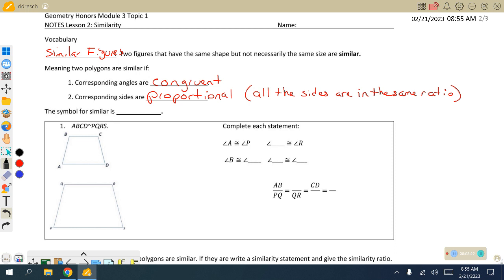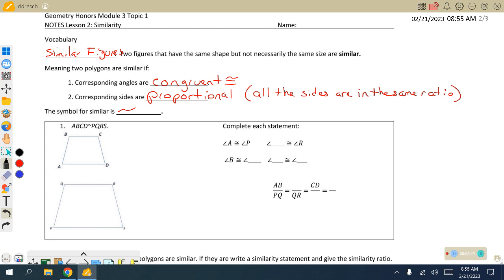Now, we know our symbol for congruence. Our symbol for congruence is the equal sign, and above that equal sign is our squiggle, our similar figure symbol. And if we take off the equal sign, that's just our symbol for similar.